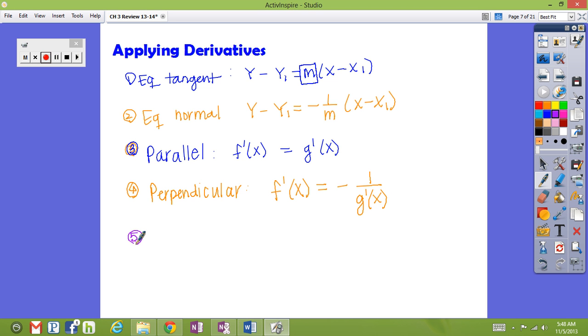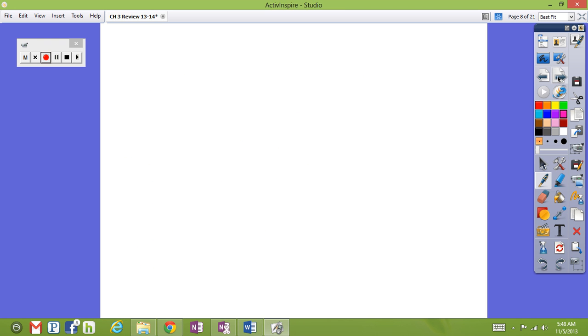Number 5, finding horizontal tangents. That's where your derivative is equal to 0. Finding where the derivative is equal to a certain value. If I said find where the derivative has a slope of 5, that would be the k value. So those are all different examples of applying derivatives. So, first question, write the equation of the normal line. So go ahead and press pause, do the problem, and then you can look at the answer.